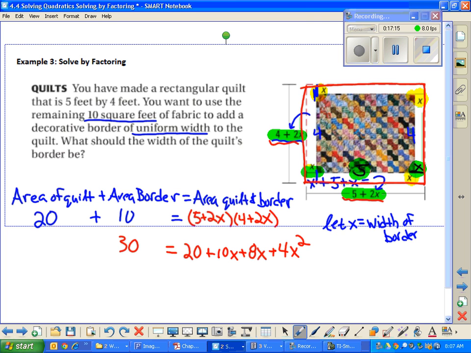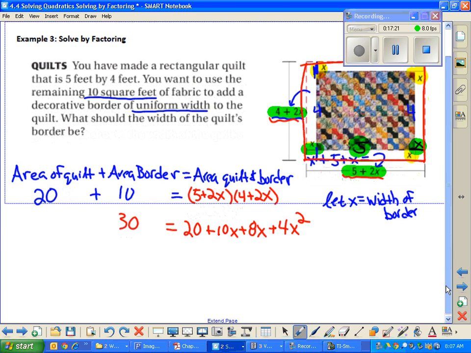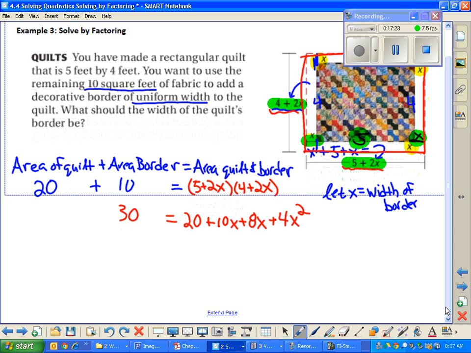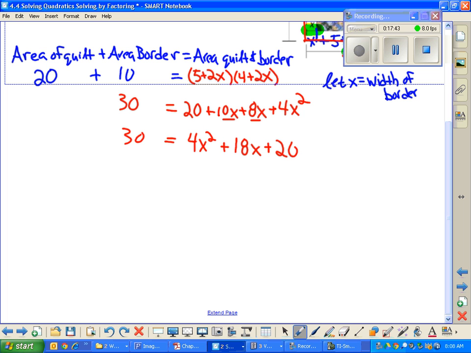would be 4x squared. And then I recall from earlier in the lesson that I really can't solve a quadratic unless it is written in standard form. So I would take time to get that one side into standard form and simplify a little bit. So this would be 4x squared, 10x and 8x is 18x, plus 20. And then we really can't solve unless one side is equal to 0, so I would subtract 30 from both sides.